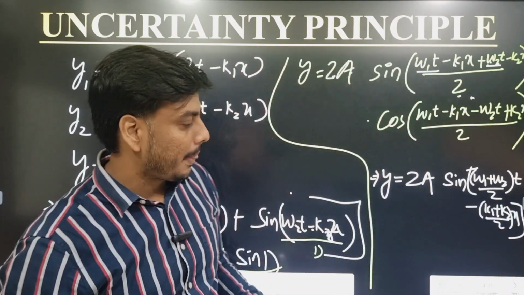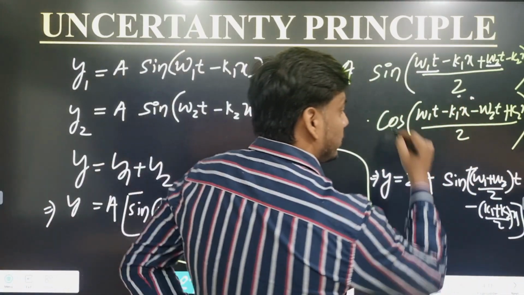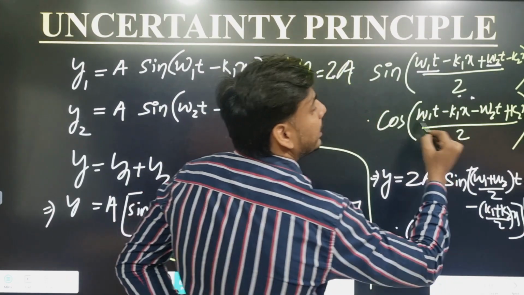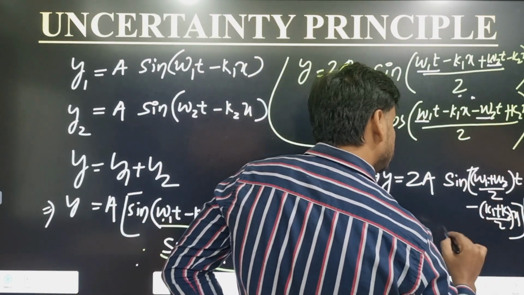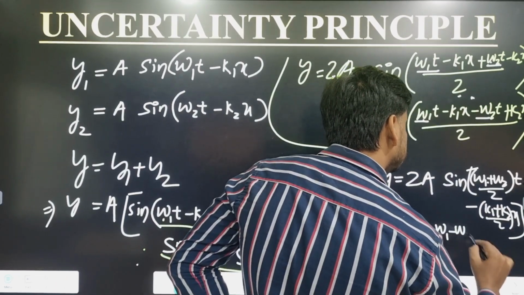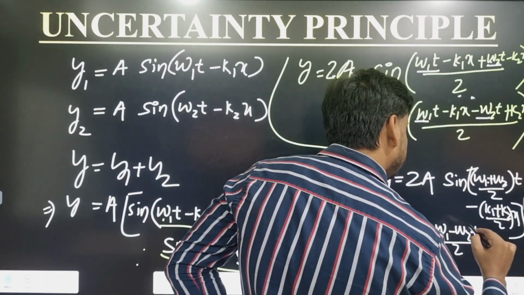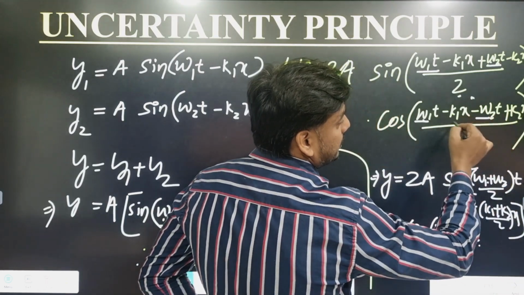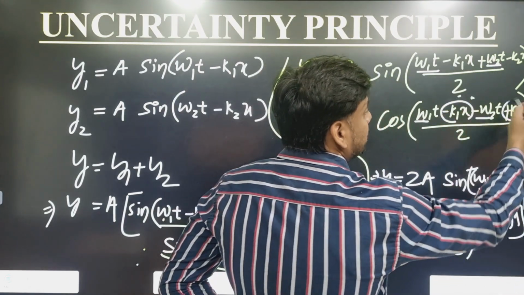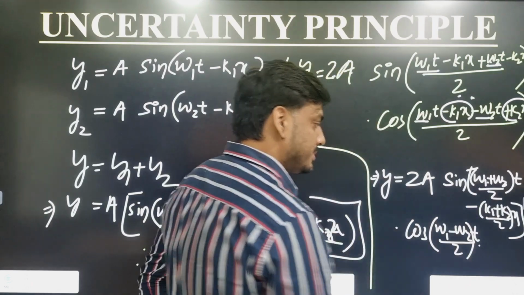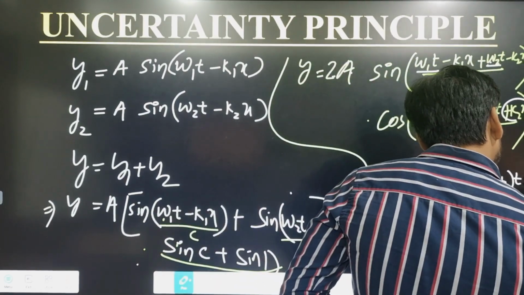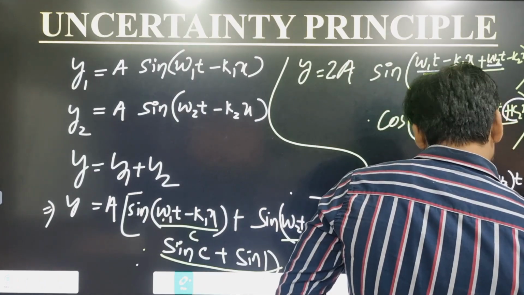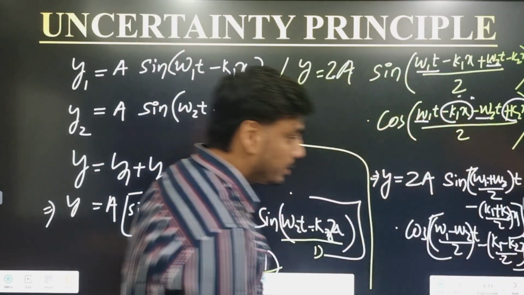This is the sine term. Now the cos term is also there: cos of omega 1 minus omega 2, here plus, here minus, omega 1 minus omega 2 by 2 into t. Again here you can also see minus k1x plus k2x. If we take the negative sign, minus k1 minus k2 by 2 into x. This is the whole term.